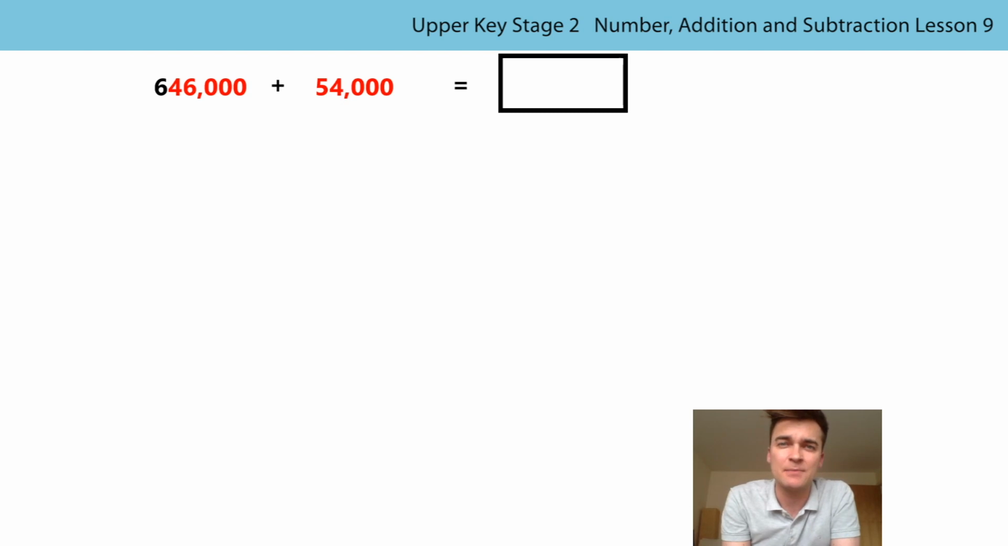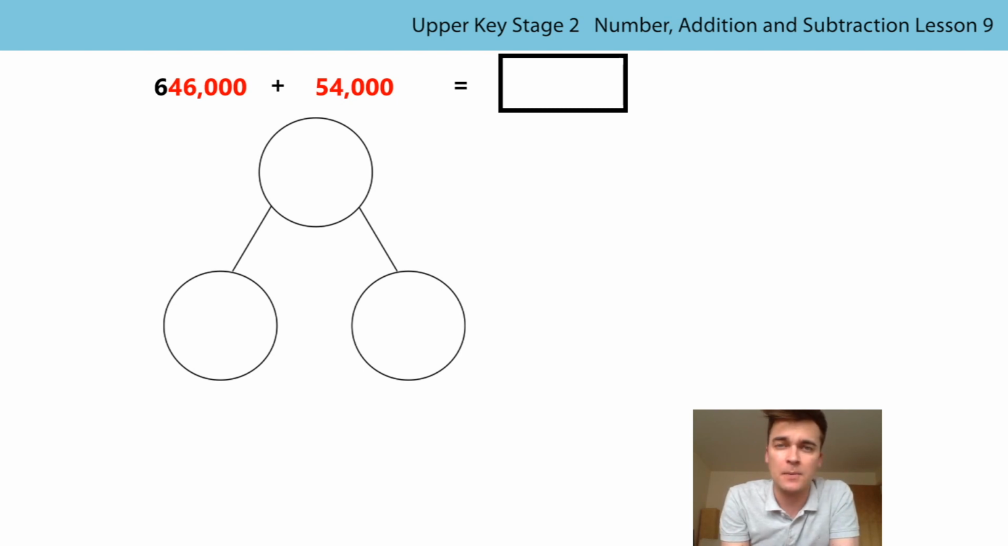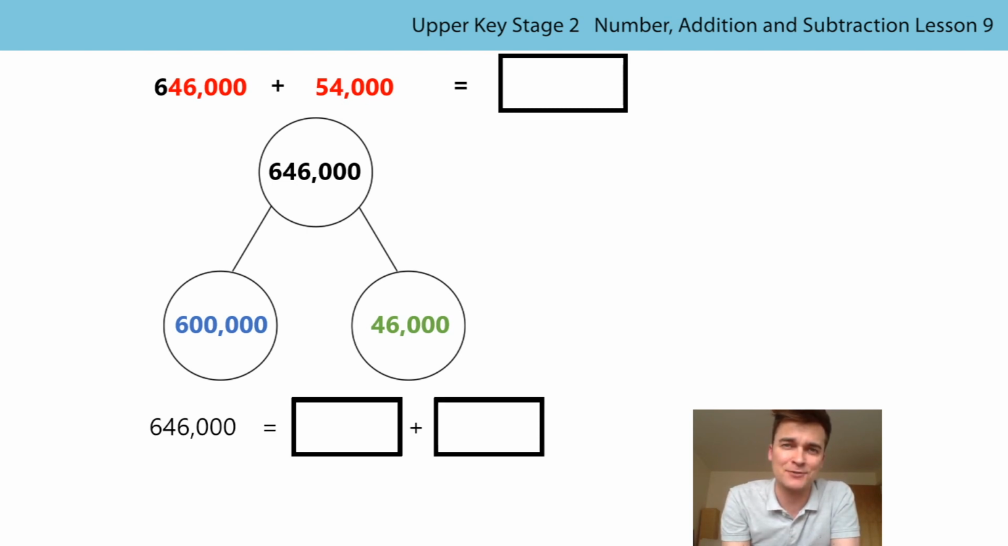So again, before we think about why that has caught our attention, let's think about what we know about 646,000 and the two parts that we can split that number into. Are you ready? 600,000 and 46,000. So what are the missing parts from my equation here? Read it out to me. Well done.